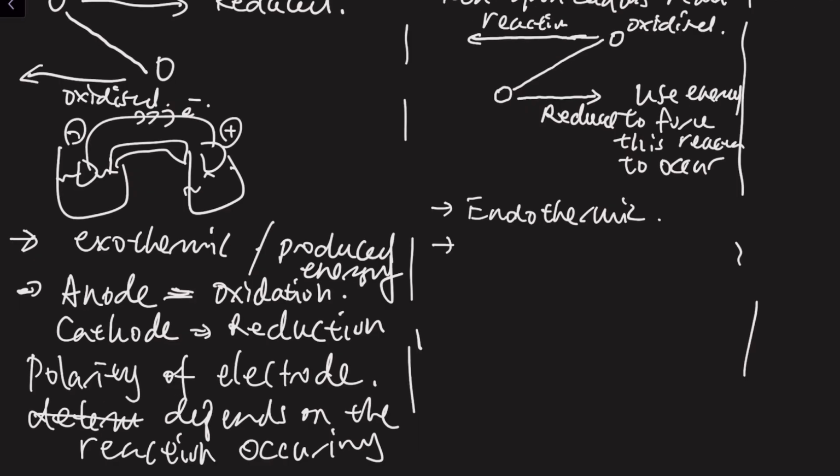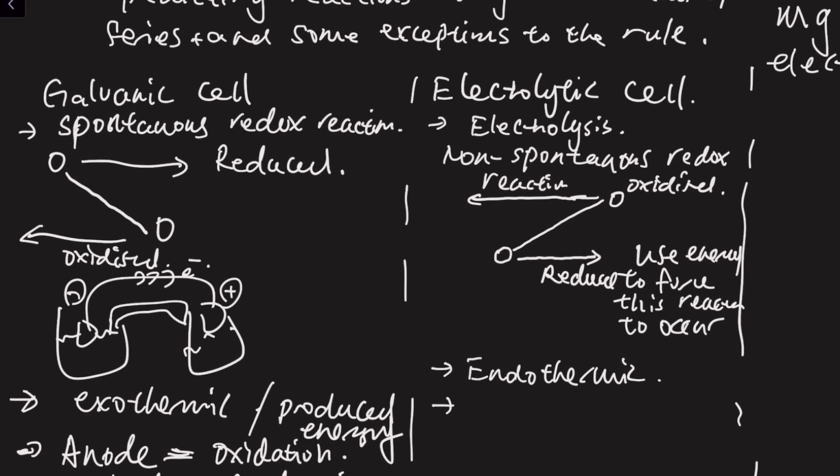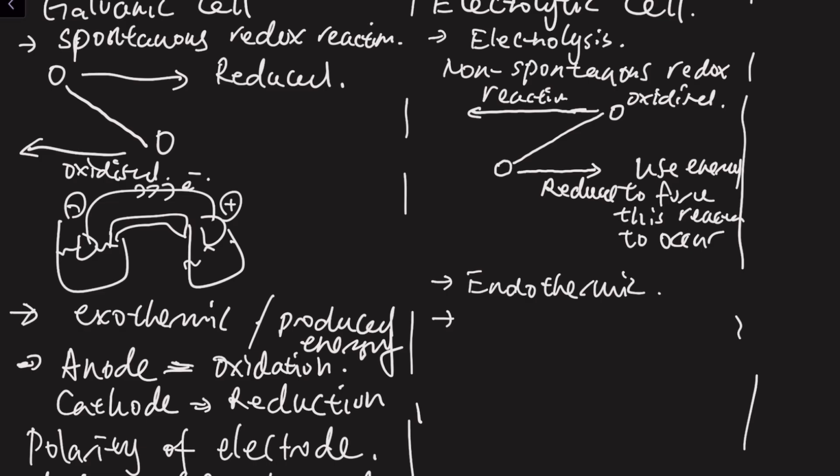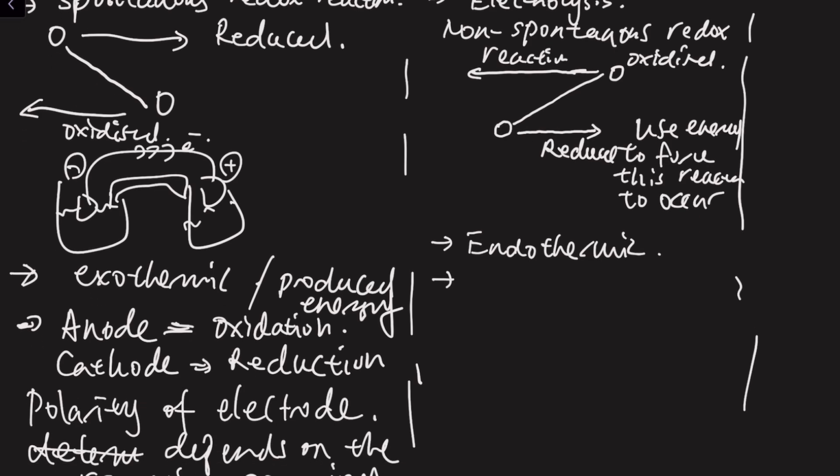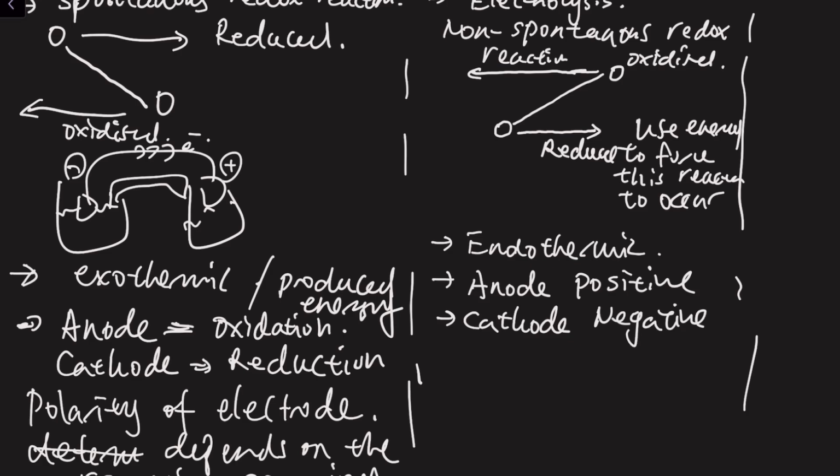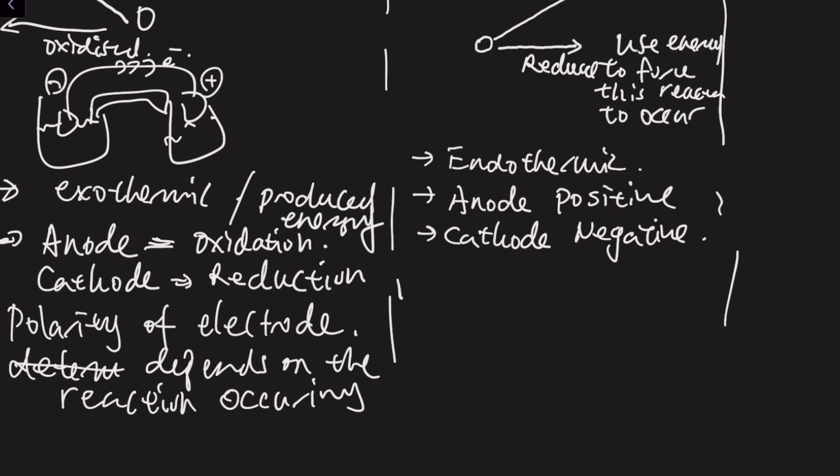And perhaps the most confusing aspect of the electrolytic cell is the polarity of anode and cathode. So here, anode is positive, cathode is negative. But the definition of anode and cathode still applies. So anode is still the site of oxidation. Cathode is still the site of reduction.